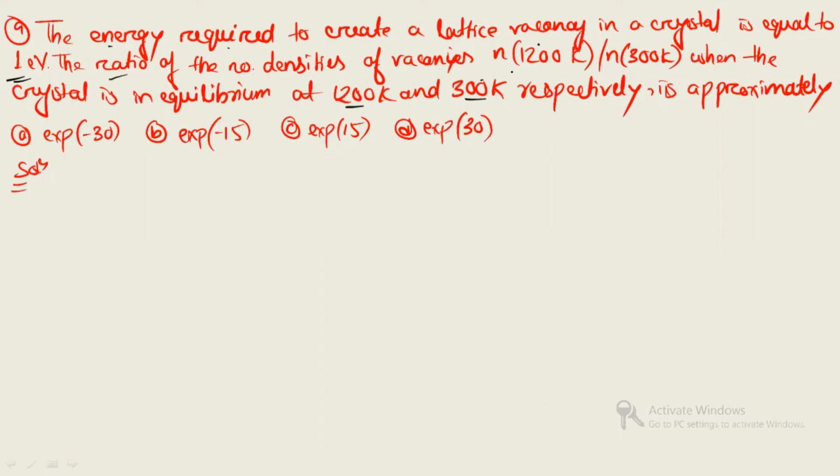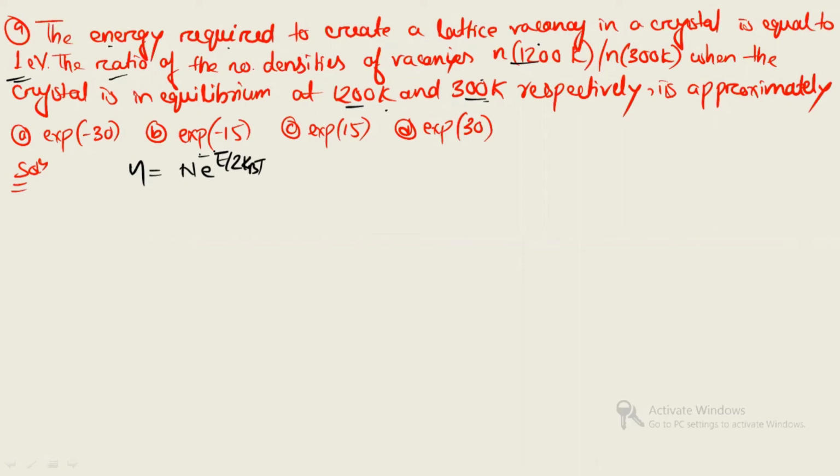Now you will have to calculate the ratio of number densities of vacancies for this. And here it is said the crystal is in equilibrium at these two temperatures. All right, so we know the Schottky defect and the vacancy defect. So from there we can write the number density formula. Number density n is equal to what? Capital N e to the power minus E by 2 k_B T.